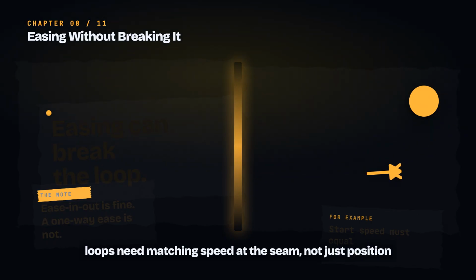So what's safe? Symmetric easings, ease in out, where the start and end both move at the same gentle speed, matches velocity at the seam. Anything built on sine is naturally safe, because sine's slope at the start of a cycle equals its slope at the end. The rule expands. For a seamless loop, match position and velocity at the boundary. Do that and you can ease all you want.